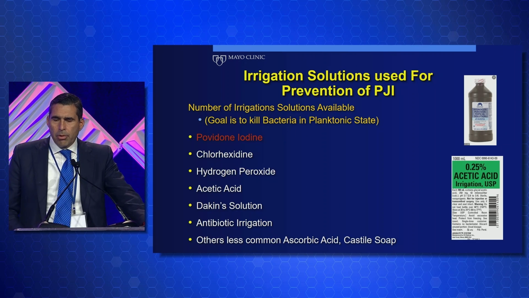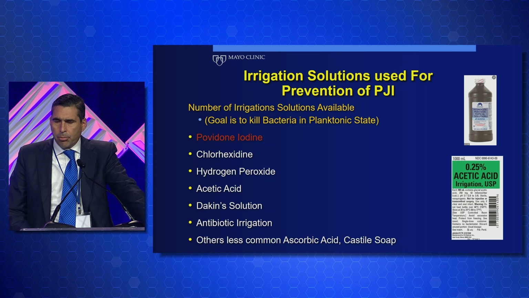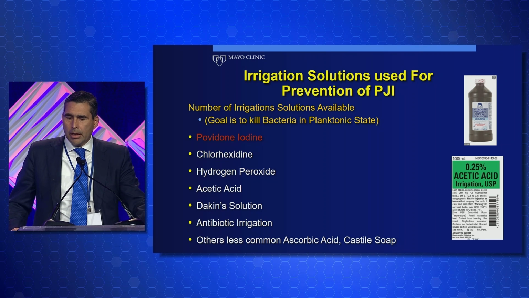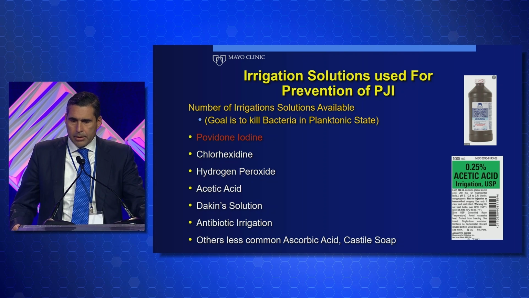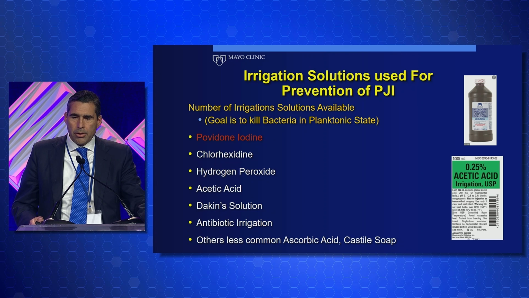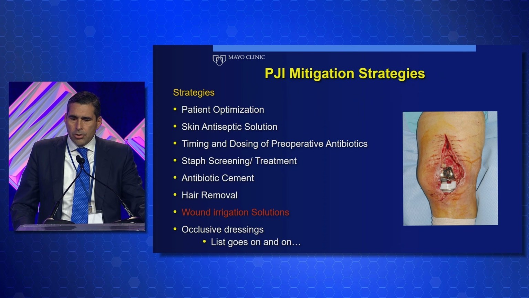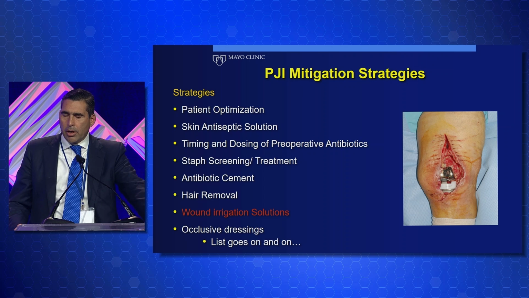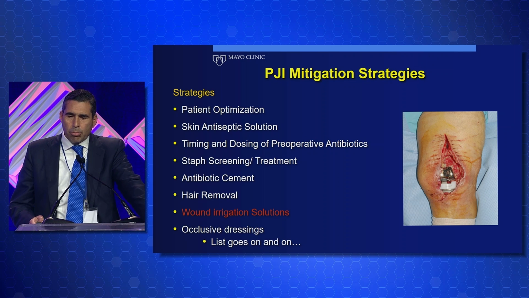So as we heard, there are a number of irrigation solutions that are currently used for prevention of PJI. The goal of this debate, I thought it was very pertinent, is to debate the use of dilute povidone iodine solution. So we know that there are a number of PJI mitigation strategies. Some of them have more evidence than others to implement in your practice.